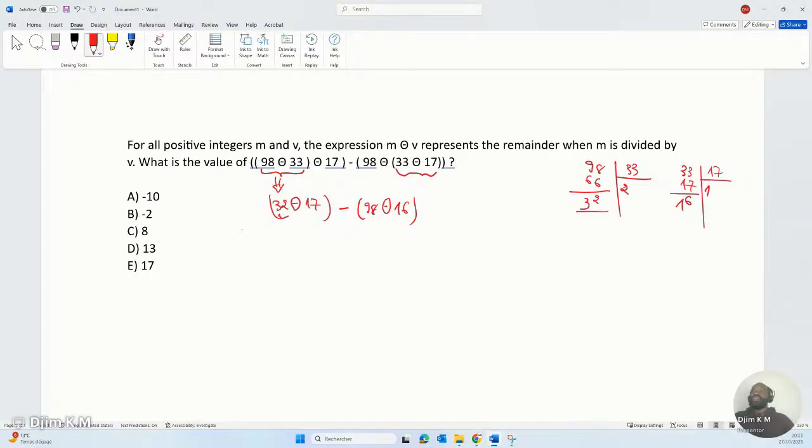And then we need to find this one and this one. 32 divided by 17. So 1, 12. So this will be 5, 1. 15 minus 98 and 16.